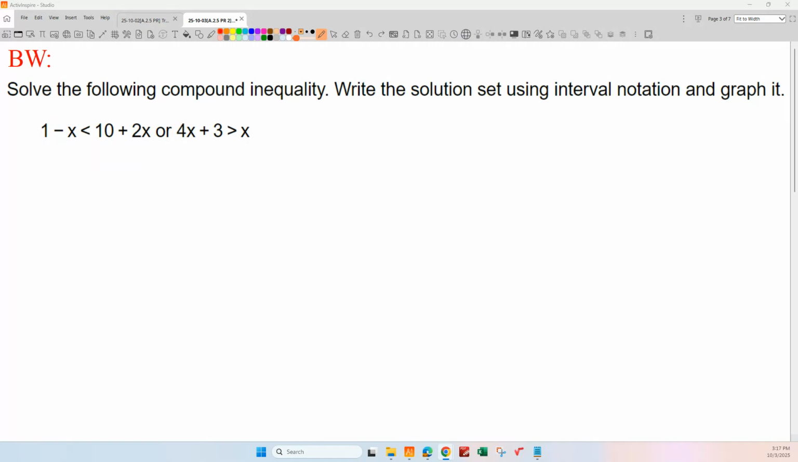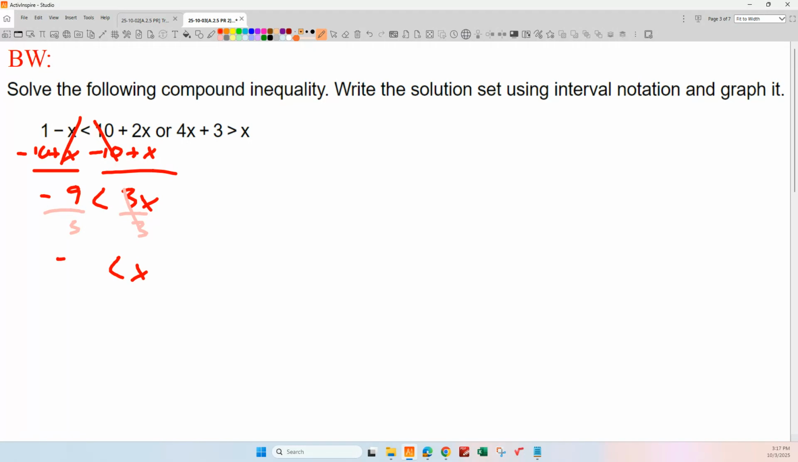Okay, the first one, I think most people push the x's to the right. Doesn't matter though. So they added x to both sides, which means they're going to subtract 10 from both sides. And they got 3x on the right and -9 on the left. They divided by 3 and got that. Agreed?